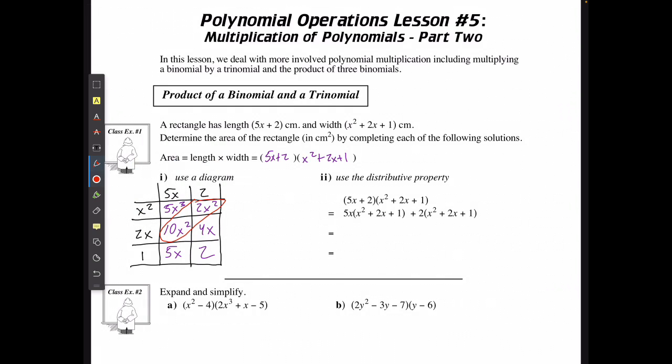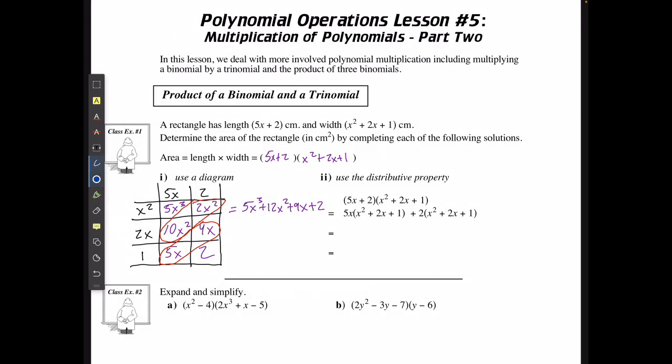You can also see that, like in our previous cases, we can see in the area diagram what our like terms that we can combine are. So, when I combine my like terms, I get 5x to the power of 3. The 2x squared and 10x squared gives me 12x squareds. The 4x and 5x gives me 9x's and a constant of 2.